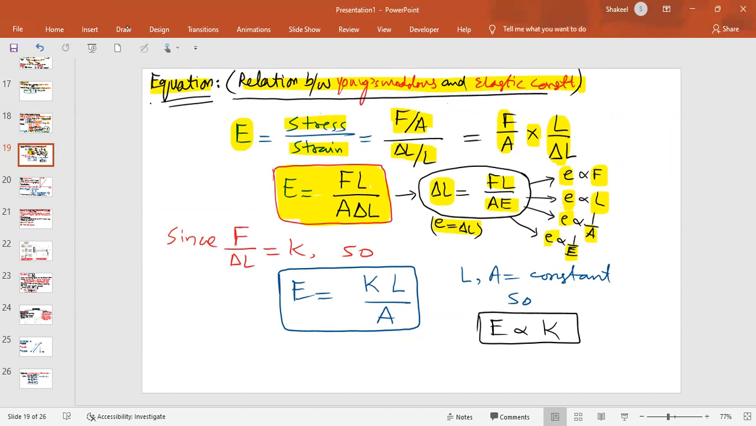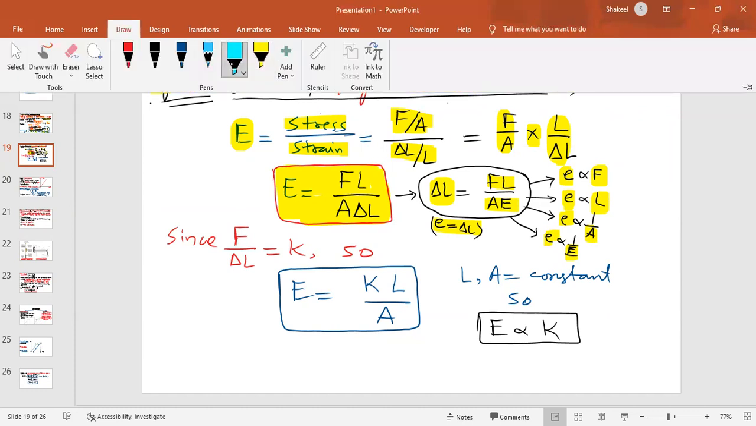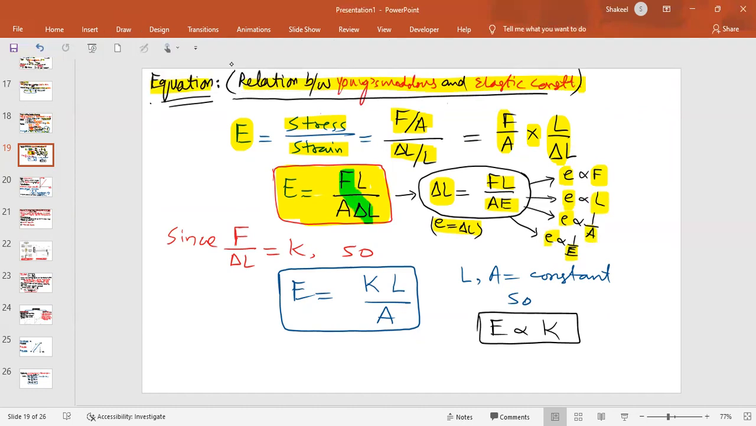Okay, now one more thing from this expression, this F over delta L is equal to K. So in the expression, you can replace F over delta L with K. So this is your new expression: Young modulus equals K, which is the elastic constant, into L, which is the original length of the unstretched material, divided by A, which is the cross-sectional area. Since cross-sectional area and length are always constant, we can say that Young modulus is directly proportional to the elastic constant.